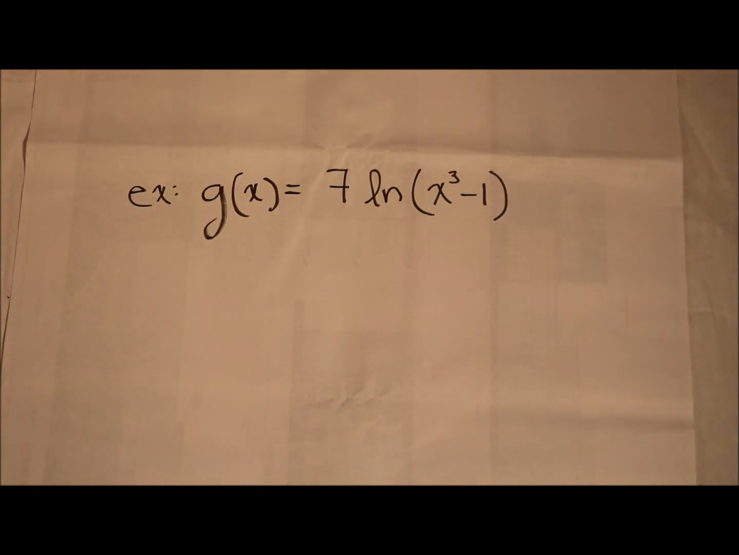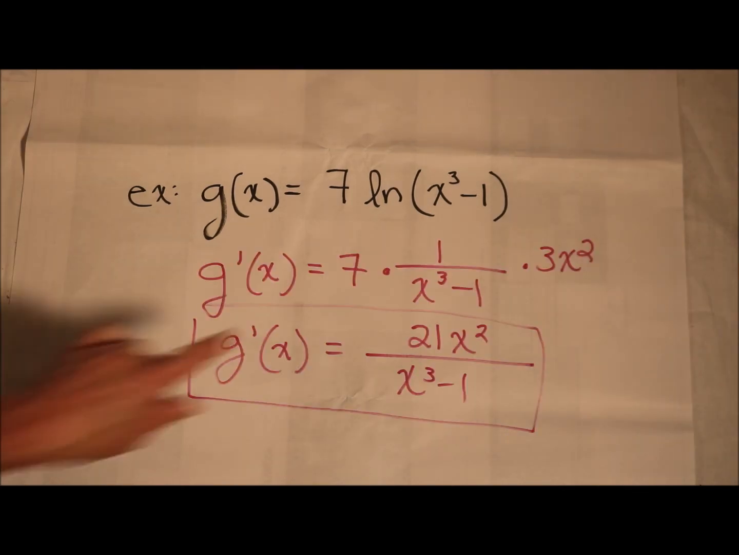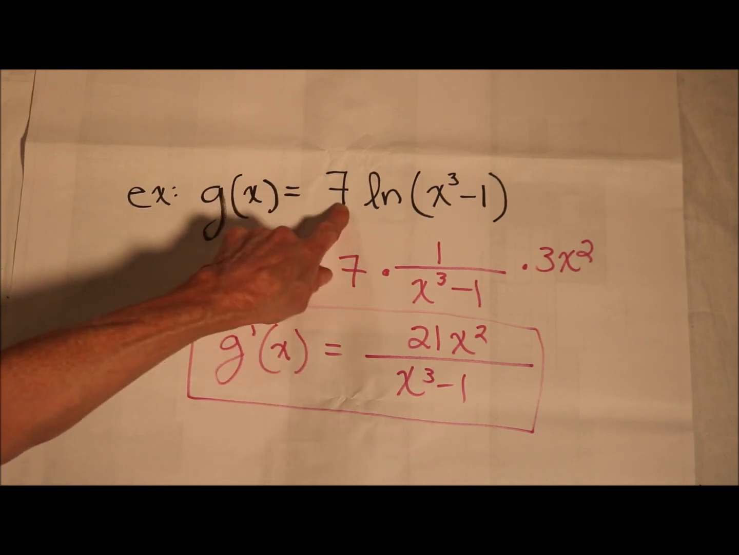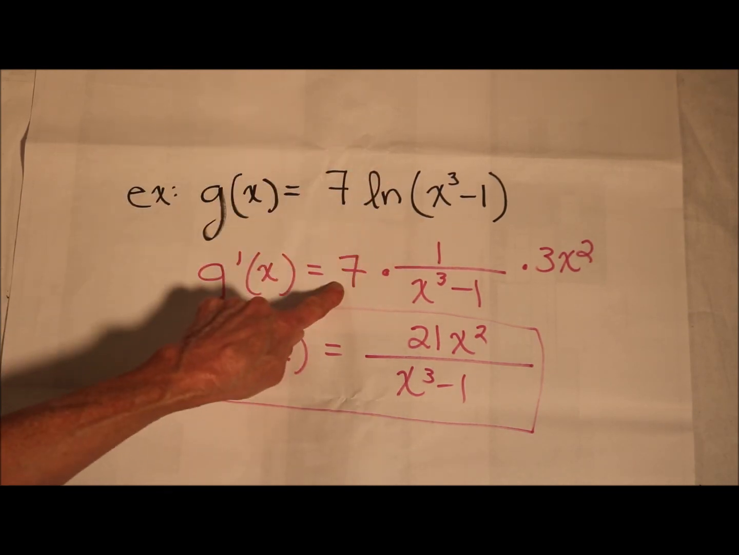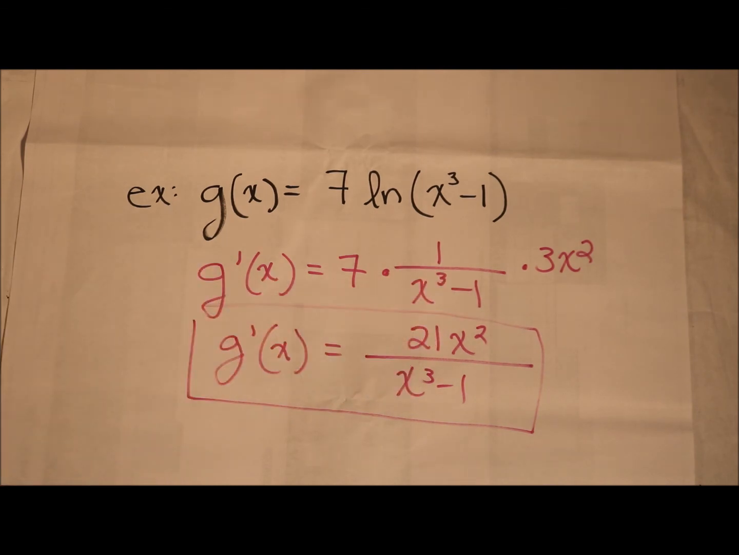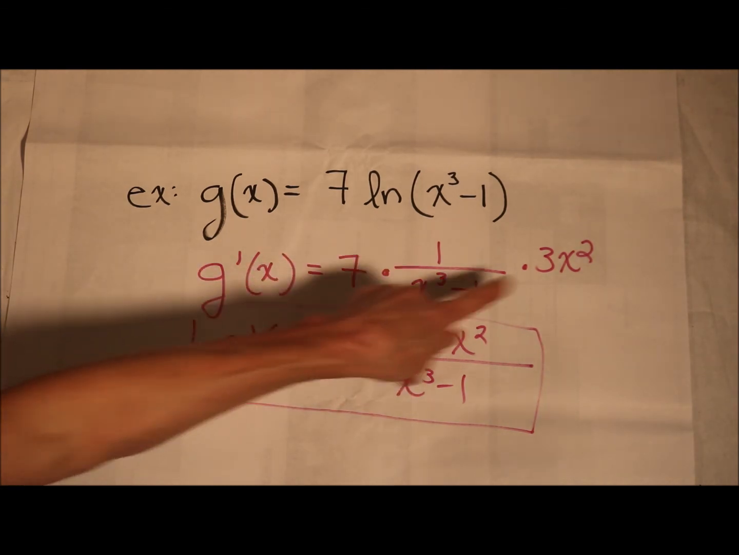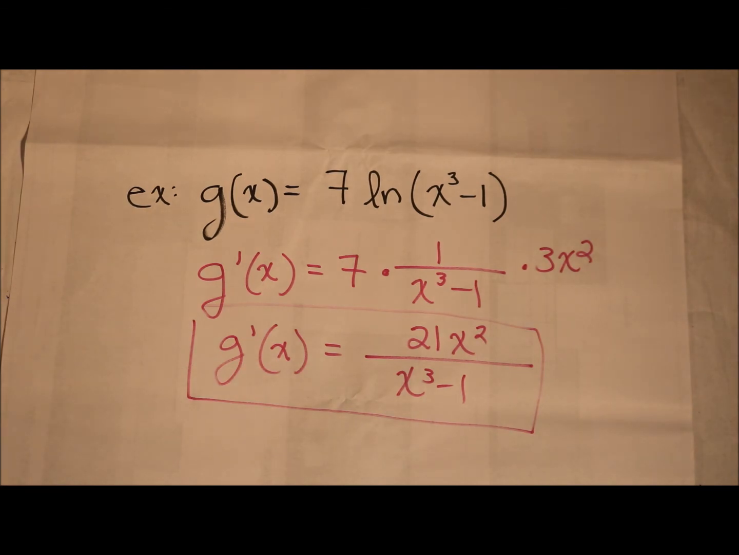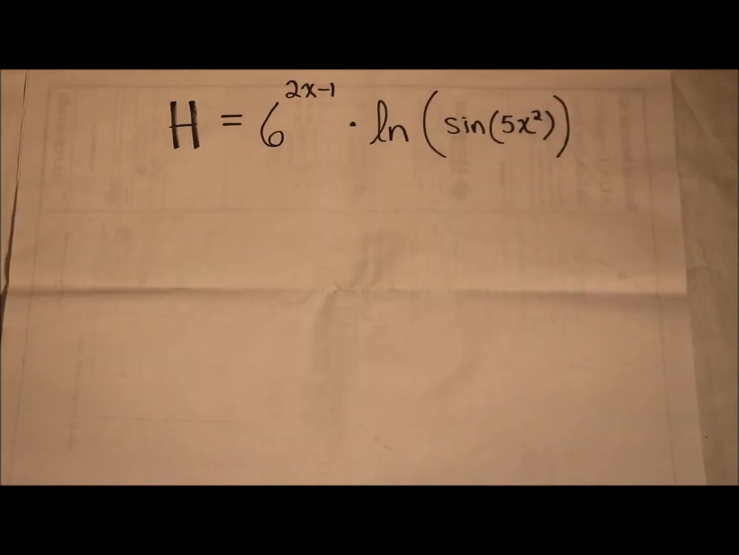Try this one. Here we have a coefficient. Give this one a try. Et voila! Remember, our coefficient can just hang out. The derivative of a coefficient times a function is just the coefficient times the derivative of that function. Here's my derivative. I simplified, multiplying the 7 times the 3, and there we go.